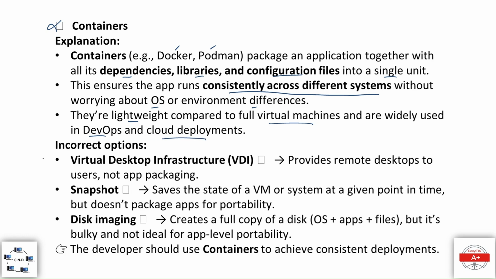So the incorrect options are virtual desktop infrastructure or VDI. So this provides remote desktops to users, not application packaging. Snapshot. So this saves the state of a virtual machine or system at a given point in time, but does not package applications for portability. And disk imaging, so this creates a full copy of a disk, that is operating system plus application plus files, but it's bulky and not ideal for application level portability. So the developer should use containers to achieve consistent deployment.